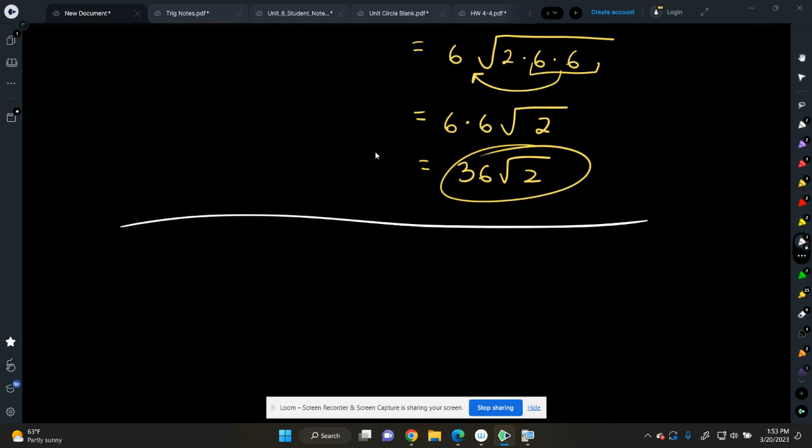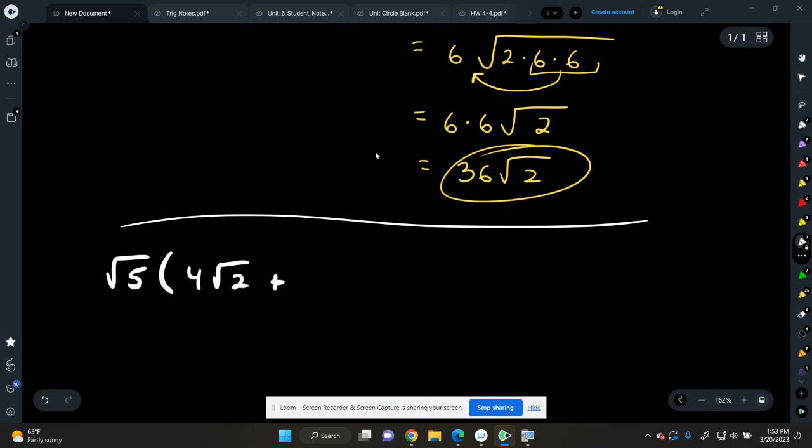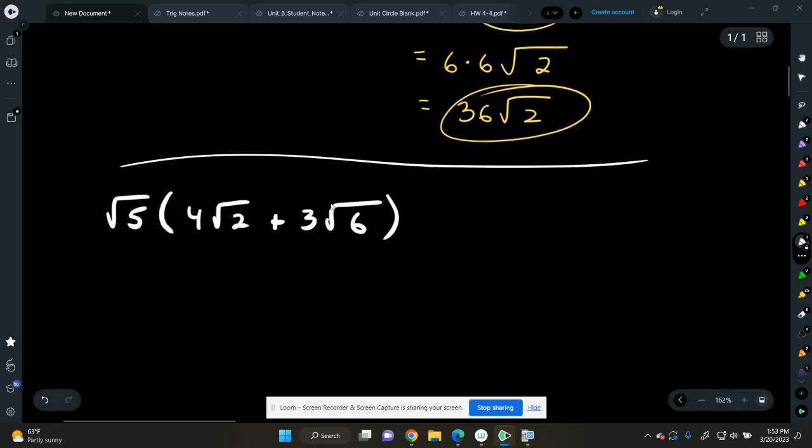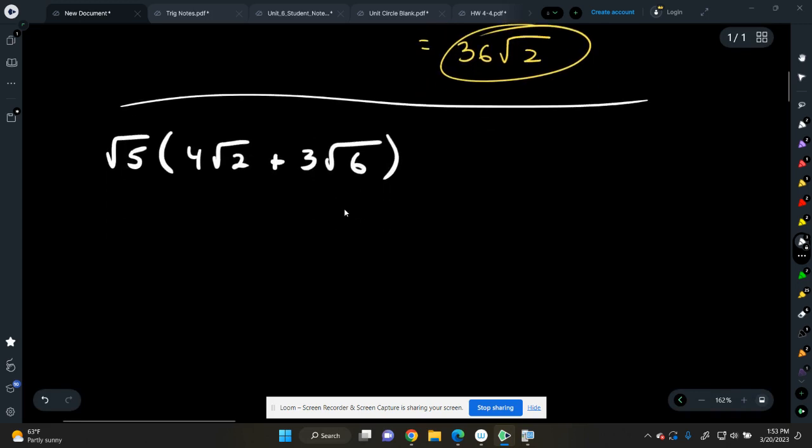Let's do the square root of 5 times 4 square root of 2 plus 3 square root of 6. What do you think? What can we do with that? There's nothing to be done inside the parentheses because this is addition, so we can't combine them. So after we do the parentheses, what do we do? Distribute. Yeah, let's distribute.